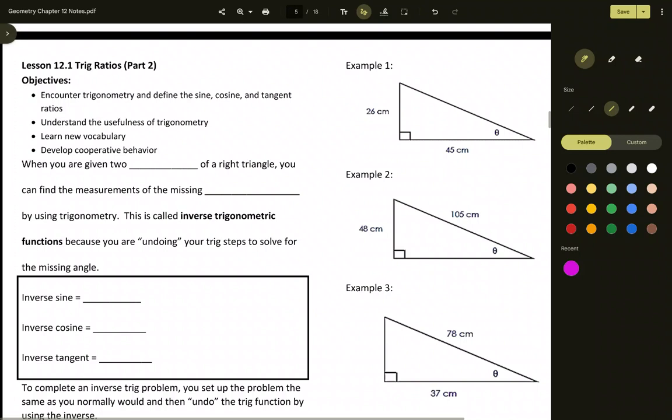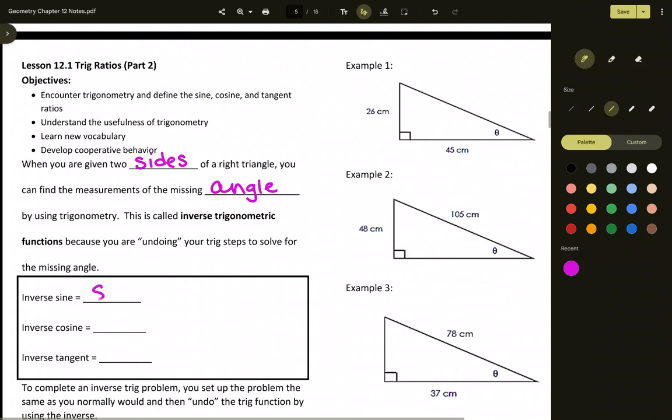So here, when we are given two sides of a right triangle, you can find the measurement of the missing angle by using trigonometry. This is called inverse trigonometric functions because you are undoing the trig steps to solve for the missing angle. So this is going to look a little bit different, and it's going to be a slightly different button than what we used before, but we can set it up the exact same way.